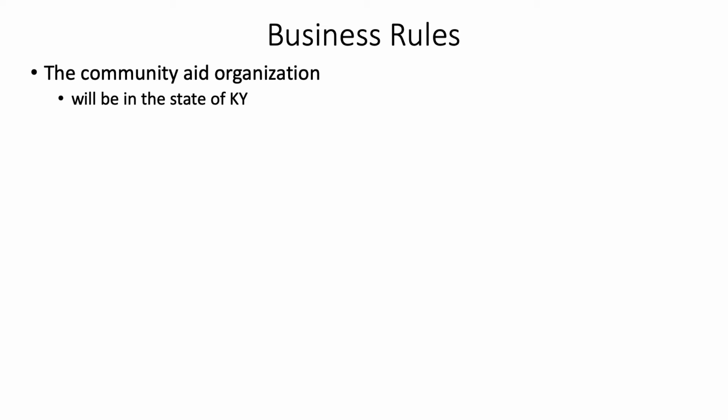So the first thing we've got is an environmental statement from our business rules. It's going to be in the state of Kentucky. Well, that tells us we can use zip codes and we don't have to worry about country codes and telephone numbers.